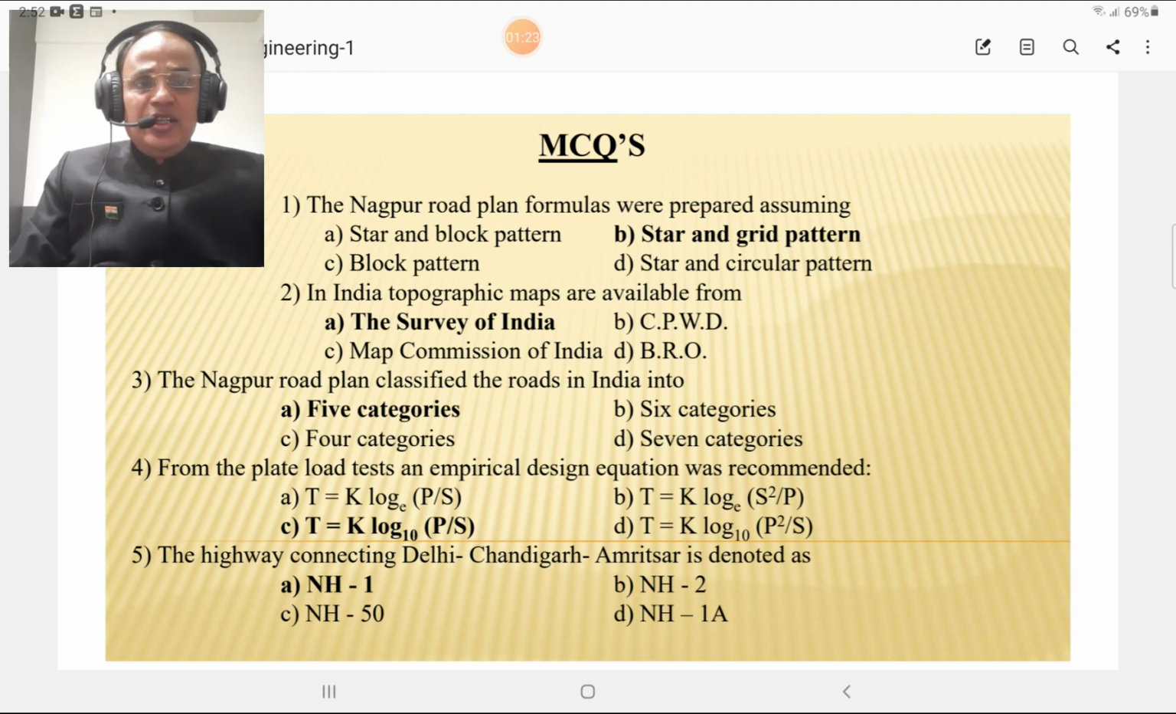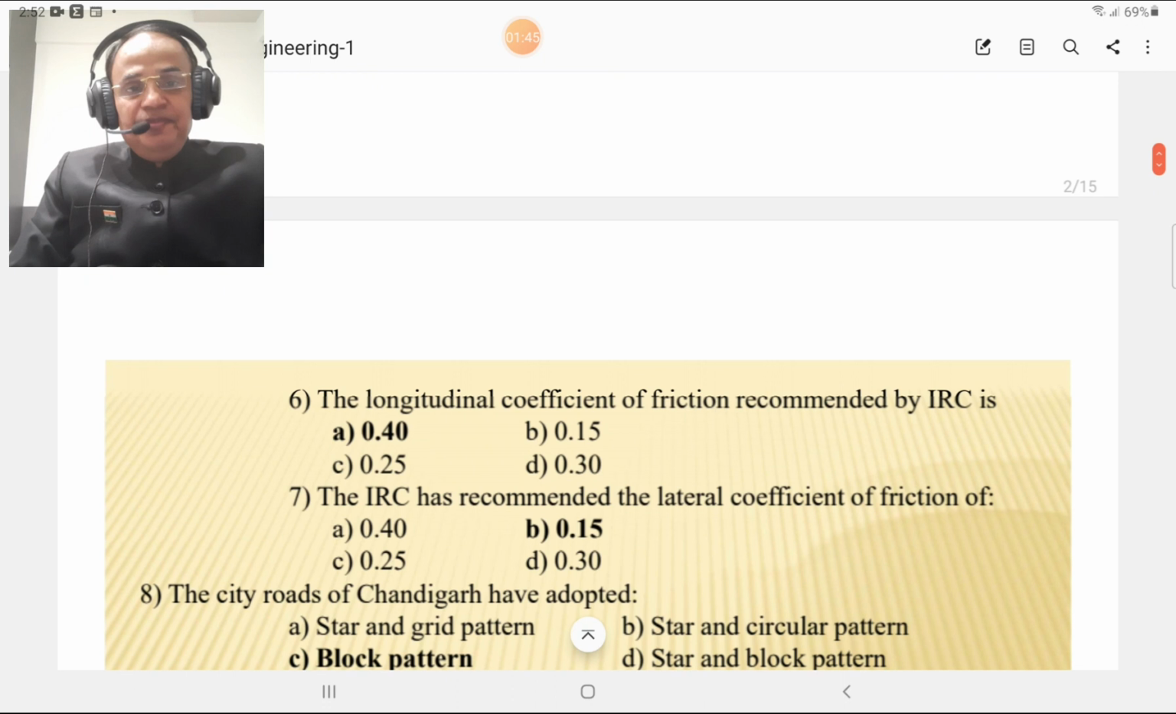From the plate load test, an empirical design equation was recommended: T is equal to K log base 10 into bracket P divided by S. So you must remember that for these MCQs. The highway connecting Delhi, Chandigarh, Amritsar is denoted as National Highway number 1. That is Delhi, Chandigarh, Amritsar.